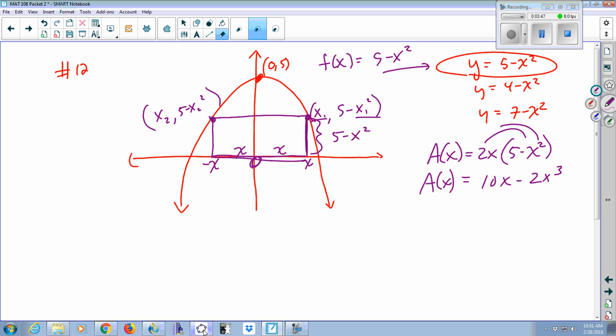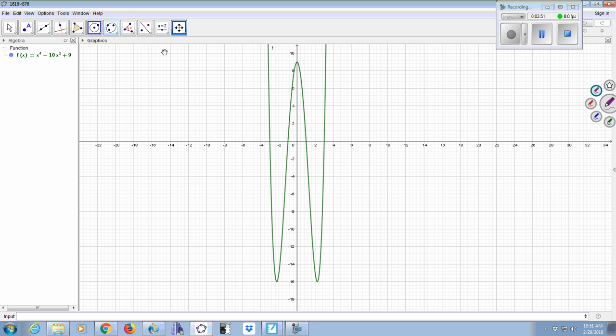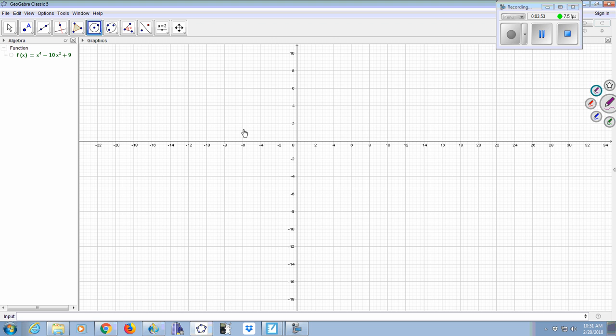So if you go to GeoGebra or Desmos, or if you happen to have a graphing calculator, put in the area which we just found, which is a cubic. We're working with polynomials now, so you should start to have an idea of what that cubic might look like. So what did we just find? 10x minus 2x cubed. Okay, so there's your cubic.